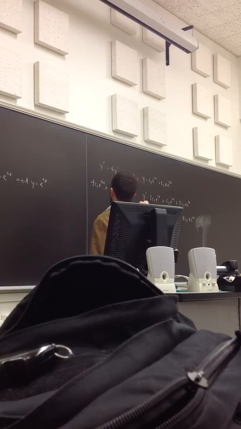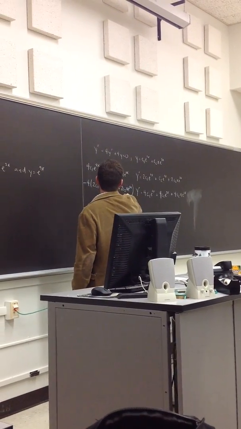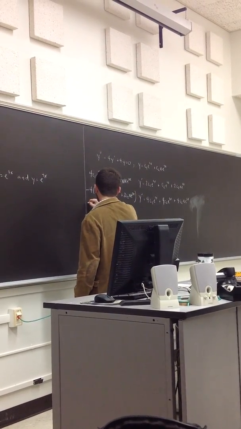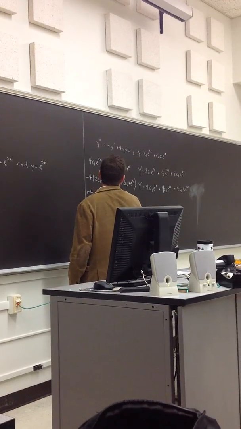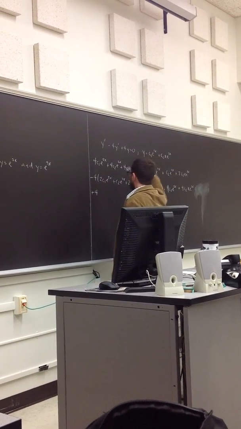Okay, this all is y prime, and then minus 4 times, sorry, y double prime. That's 4 times y prime. Okay, so this is all y prime and then plus 4 times y, this is y.